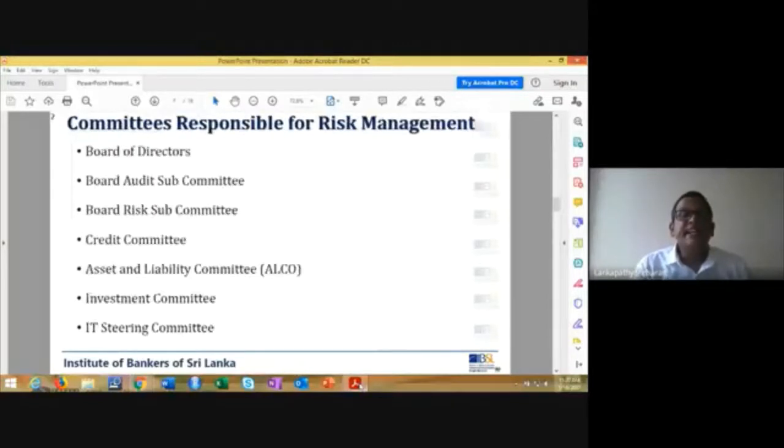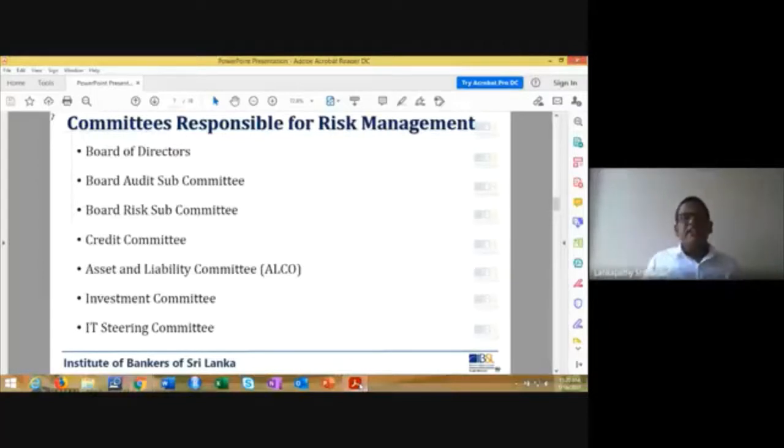And the credit committee is responsible for the credit management, credit operation of the banks and financial institutions. And then the asset and liability committee, ALCO, which is a very famous committee in a bank and finance institution, which is responsible for managing the balance sheet of the banks. What are the things in the balance sheet of the banks? Assets as well as liability. So they are the people responsible for managing the assets and liability. So that's what they call the assets and liability committee.